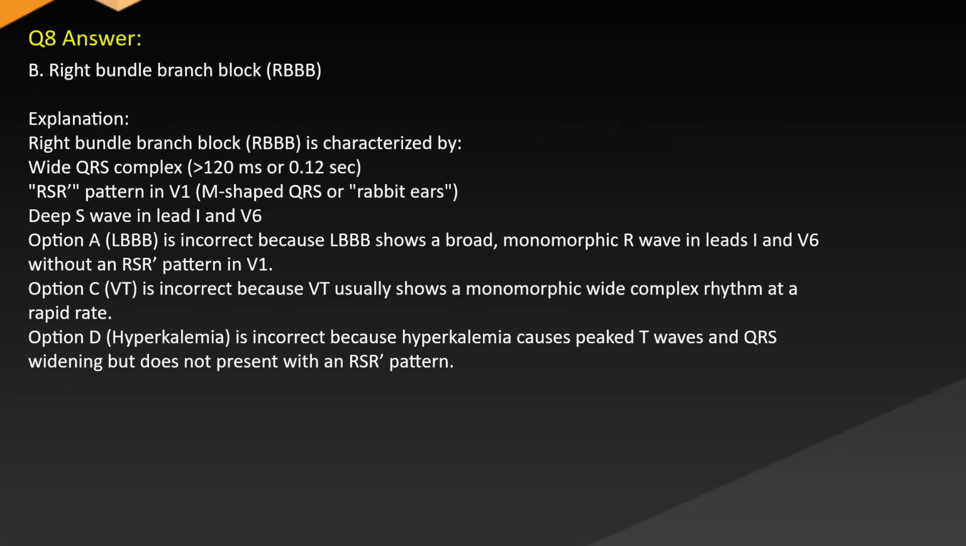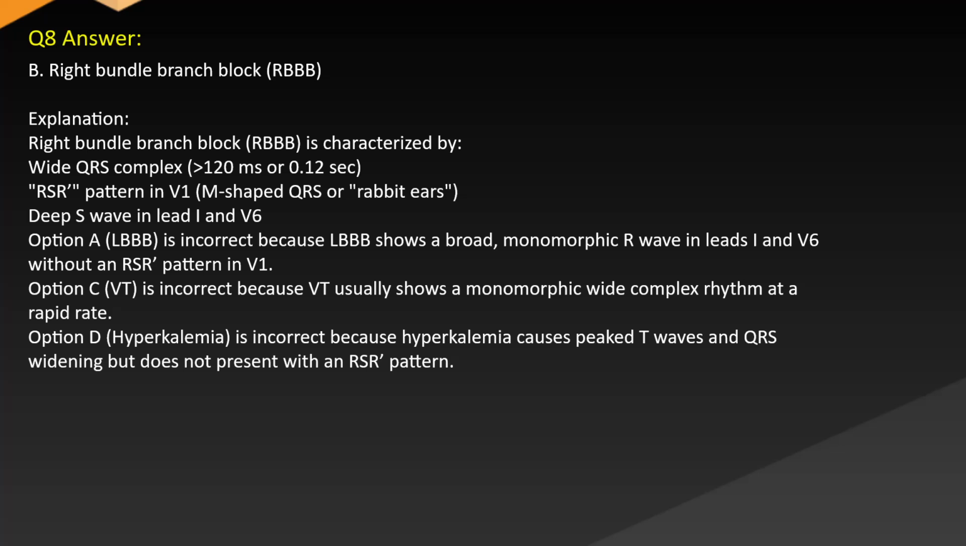Answer: B. Right bundle branch block. Explanation: right bundle branch block is characterized by a wide QRS complex, 120 ms or 0.12 seconds or more, an rSR' pattern in V1, an M-shaped QRS, rabbit ears, and a deep S wave in leads I and V6.